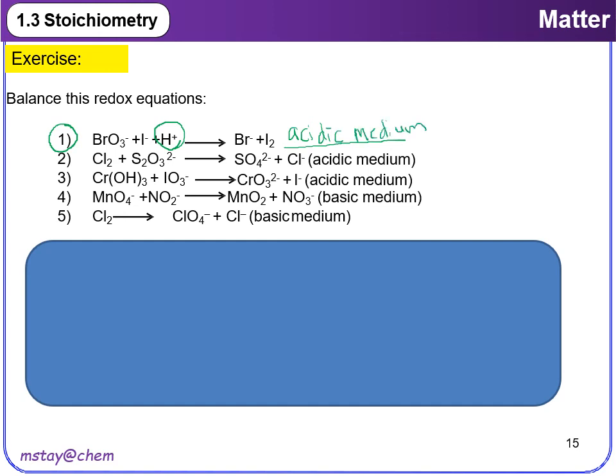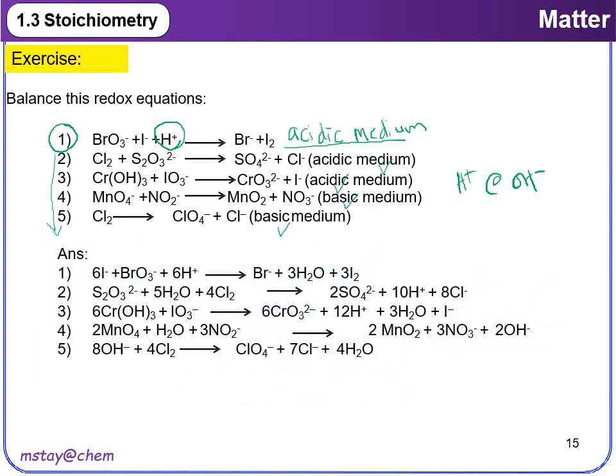If you look at question 2 until question 5, you are not able to see any H plus or OH negative in the equation. Means that the question will let us know whether you need to balance in acidic or basic medium. Again, when you check question number 5, there is one reactant with 2 products, which is similar to the previous example. So these 2 half equations will be Cl2 producing ClO4 minus, and another half equation is Cl2 producing Cl negative.